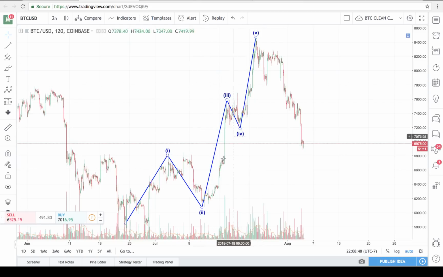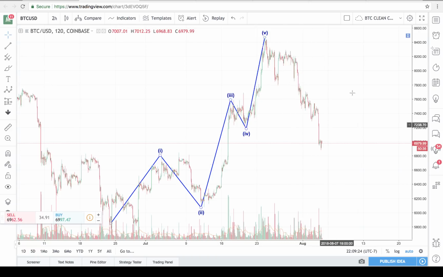So now we have the issue with the symmetry, with the way that this whole section looks, and then we have the issue of us not getting an extended wave. Those are the two major signs that make me believe that this isn't correct. I don't think that this is an ABC and that we'll be heading up. I think that 8.5 was the top.